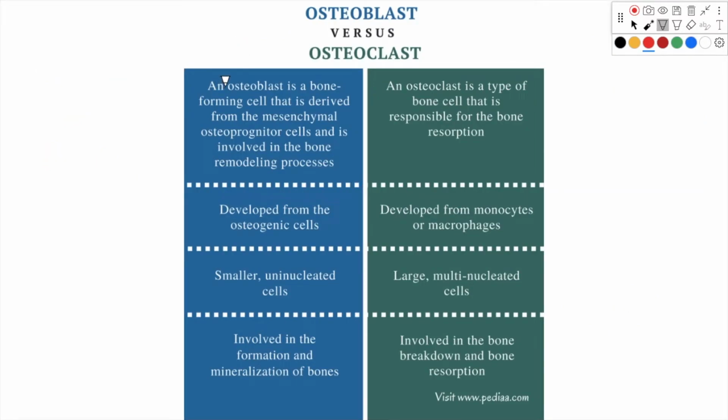So a lot of questions are asked about the differences between osteoblast and osteoclast. This must be well known to all of you. An osteoblast is a bone forming cell, whereas an osteoclast is for bone resorption, right? Osteoblast develops from the mesenchymal stem cell lineage, whereas an osteoclast is derived from monocyte or macrophage lineage or hematopoietic lineage. Osteoblasts are small uninucleated cells, whereas osteoclasts are large multinucleated cells. The osteoblasts are involved in the formation and mineralization of bone, whereas osteoclasts are involved in bone breakdown and bone resorption. Okay, but we must also understand that osteoclast is heavily regulated by the osteoblast through the RANK ligand system.